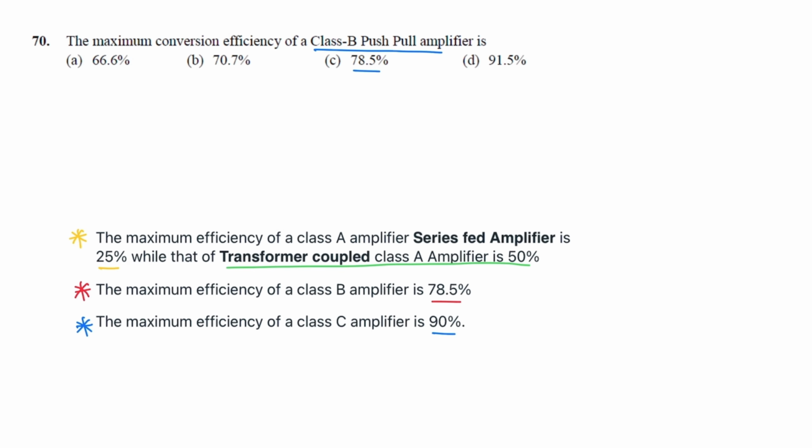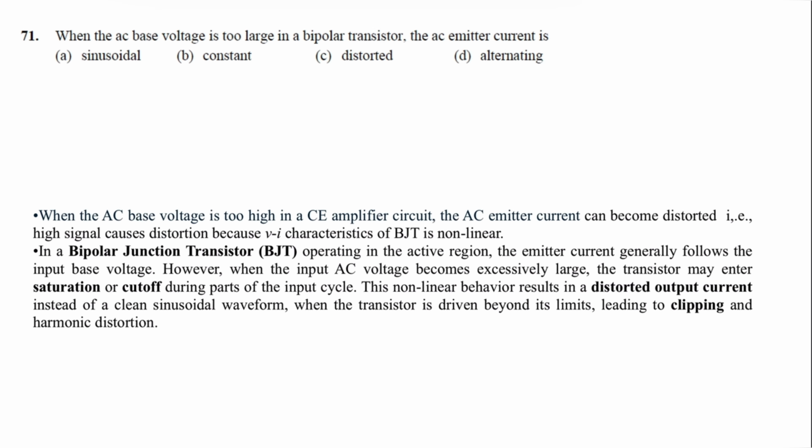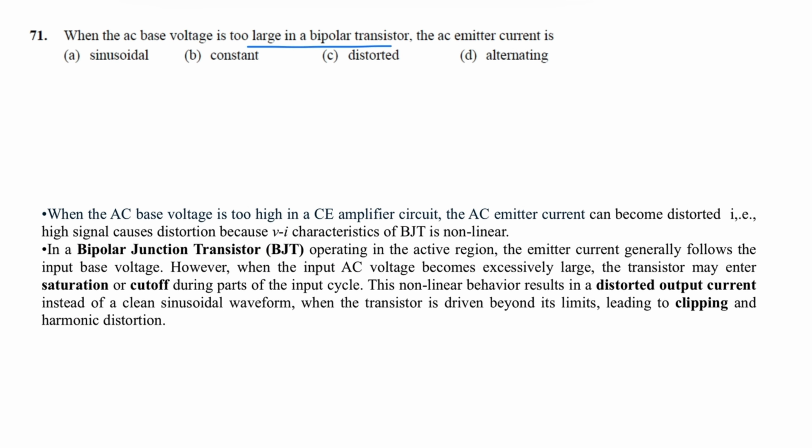Next question. When the AC base voltage is too large in a BJT, the AC emitter current is distorted. When the AC base voltage is too high for a CE amplifier circuit, the AC emitter current becomes distorted. High signal causes distortion because the VI characteristics of the BJT are non-linear.